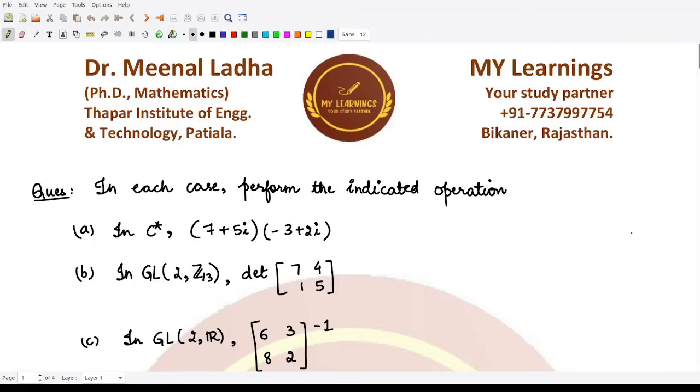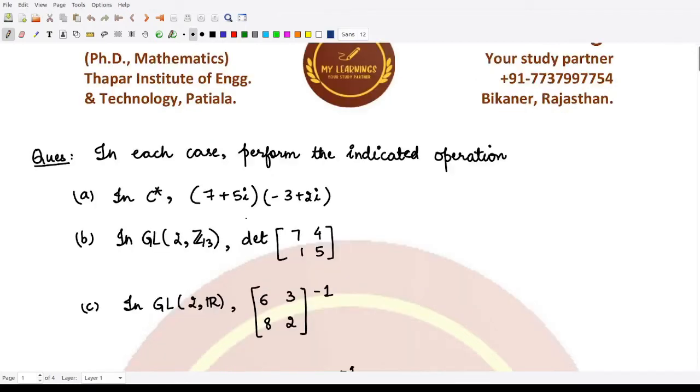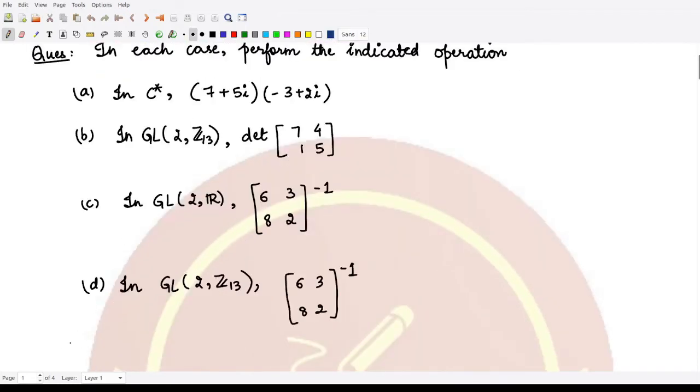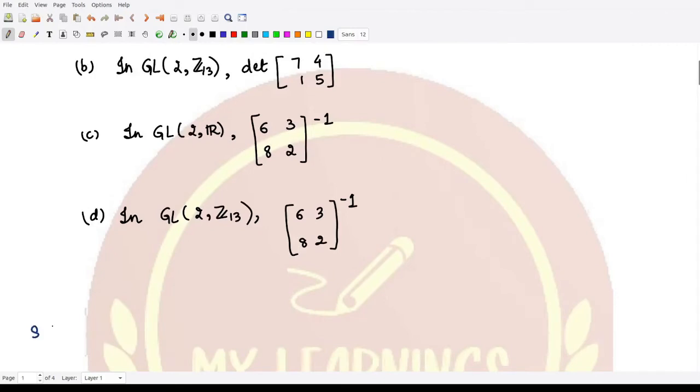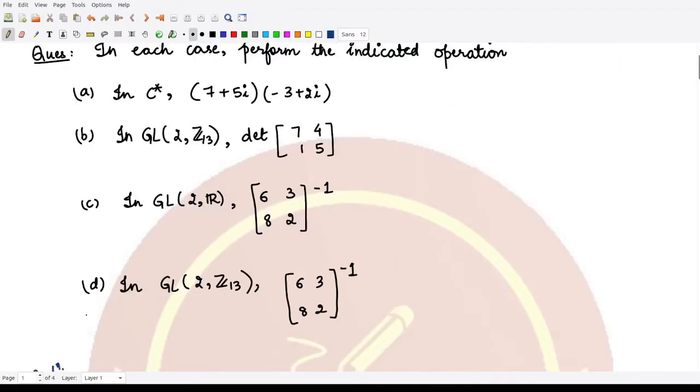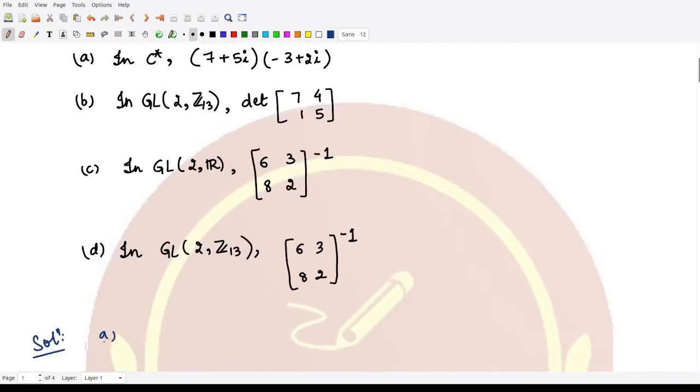In this video, let's have a look at this question. They are saying in each case we need to perform the indicated operation. So here in the first part, the group that is given to us is this C star, which is the group of non-zero complex numbers, and the operation is multiplication, you know that. So here in the first part we need to perform this multiplication: 7 plus 5 iota multiplied together with minus 3 plus 2 iota.